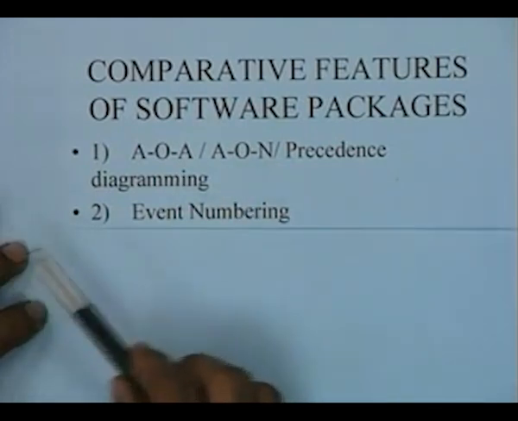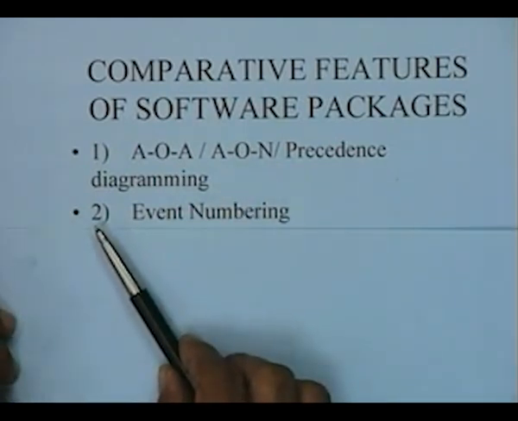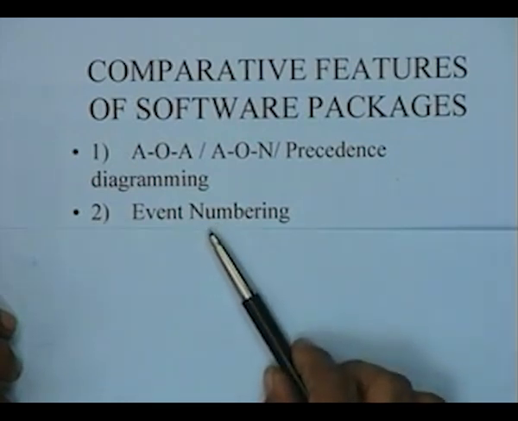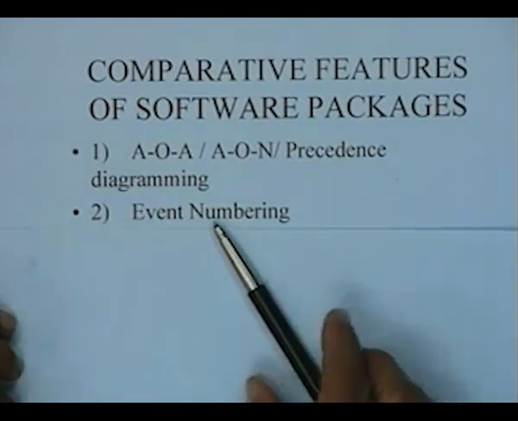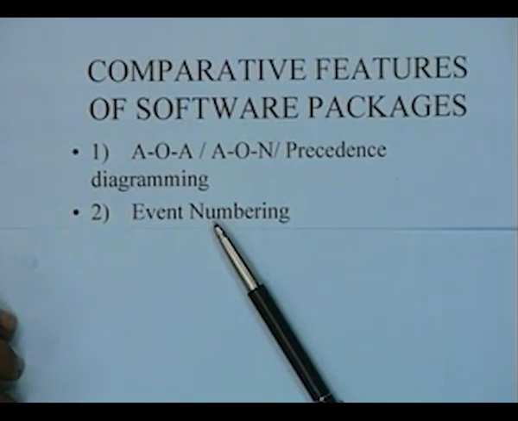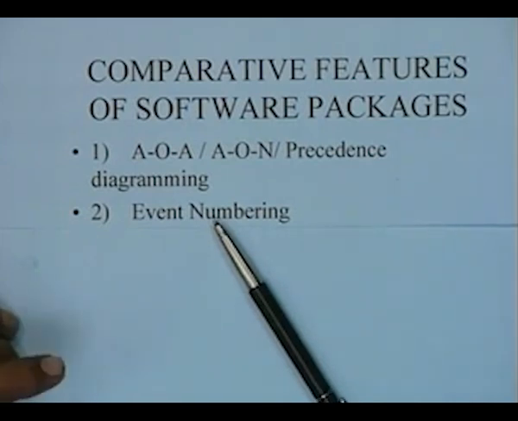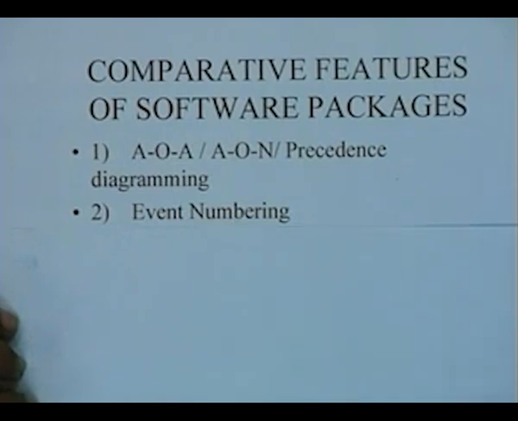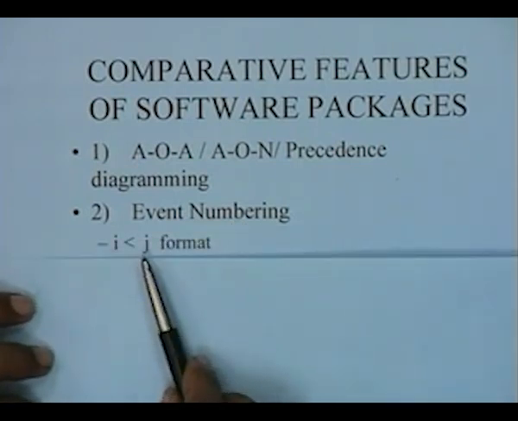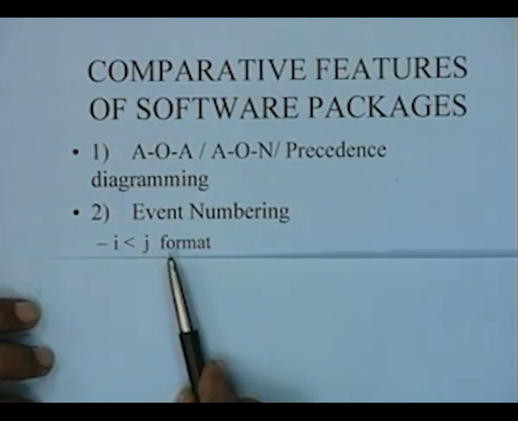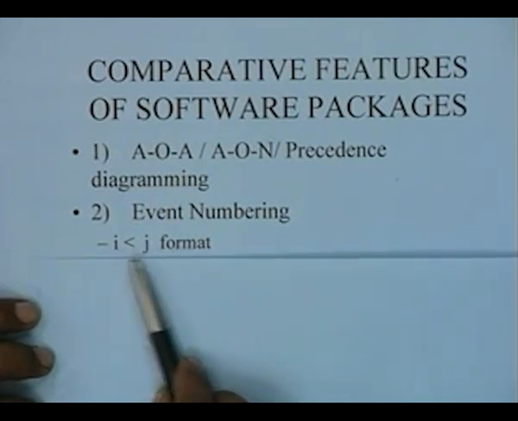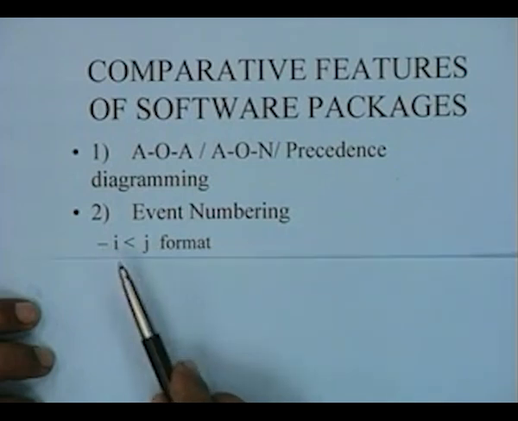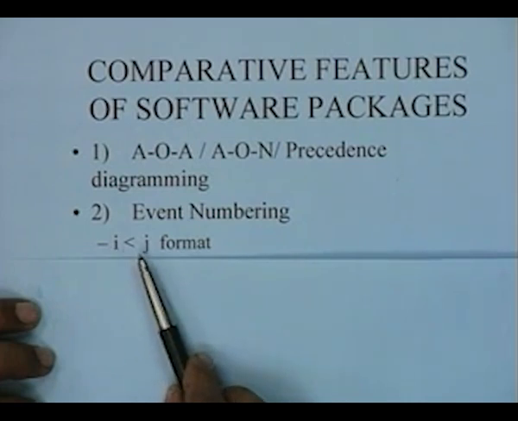The second factor, or the second comparative feature of different software packages, is the manner in which the events in the network are numbered. By and large there are two options for event numbering. One is of course numbering the networks according to Fulkerson's numbering rule, that is the i less than j format. That is, each activity is numbered in such a way that the i, that is the preceding node, is strictly less than the succeeding node.